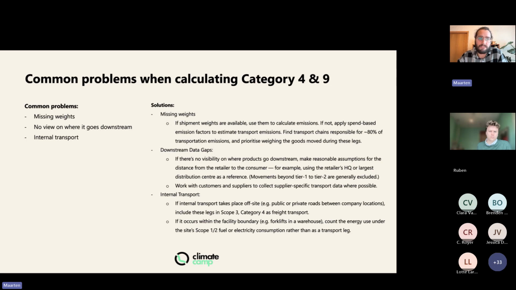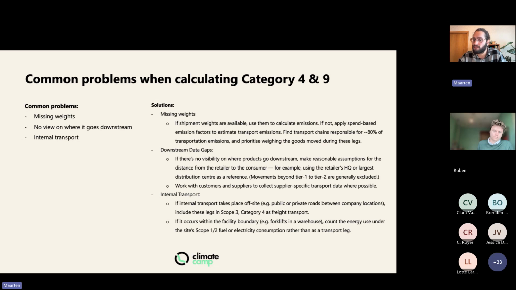The third one is internal transport. Now, you might often have trucks moving between sites, moving between relevant organizations within an organizational boundary. Well, here the best practice is if internal transport takes place off-site, so it uses public or private roads between two entities, then it is seen as Scope 3, Category 4 upstream freight transport.